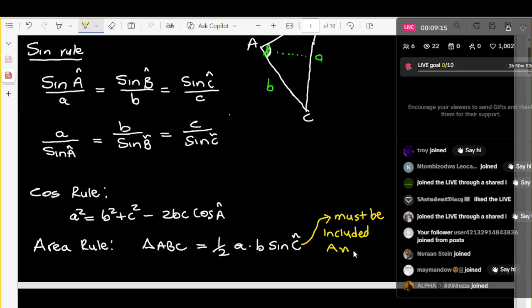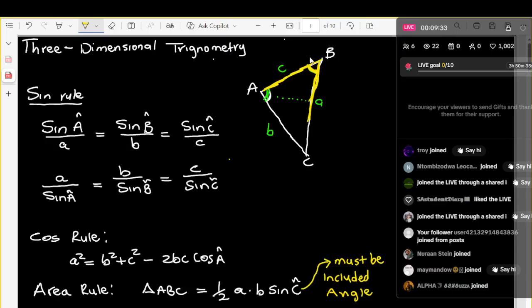I'm going to explain what I mean if I say this is included. For example, if I'm given the length of AB, and then I have the length of AC and BC. So the included angle is the angle that is between the two sides that are given. Then we say this is the included angle. I hope everyone is happy with that.